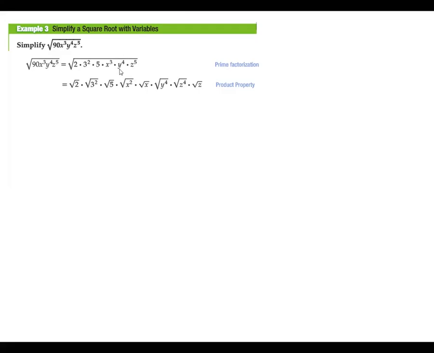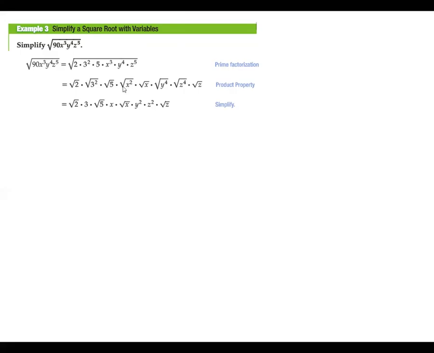Y to the fourth is a perfect square, so I keep it as y to the fourth. Z to the fifth, I could break apart its perfect square factors as z to the fourth, which is a perfect square, times the square root of z. So the square root of 2 is not a perfect square, so it stays. Square root of 3 squared is 3. Square root of 5 stays. Square root of x squared is just x.